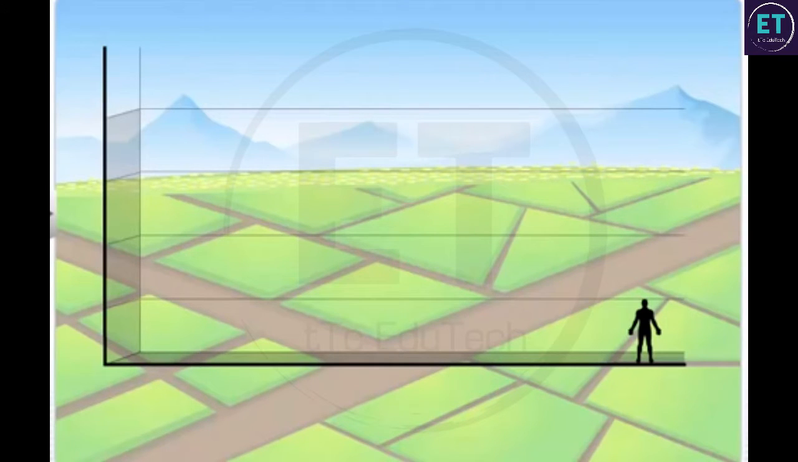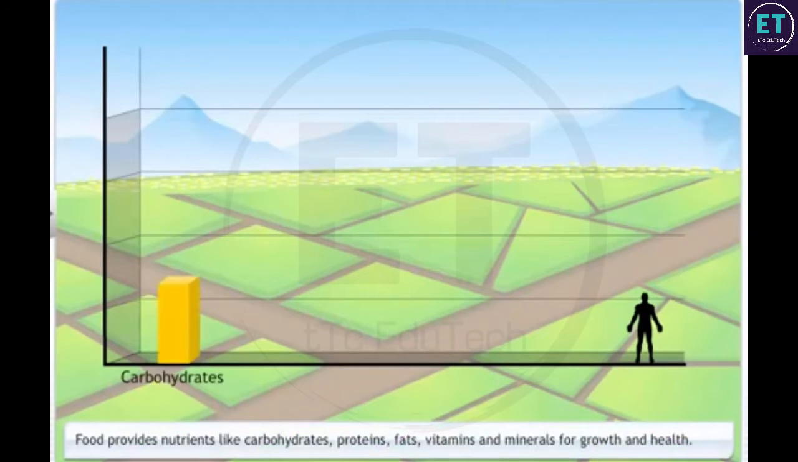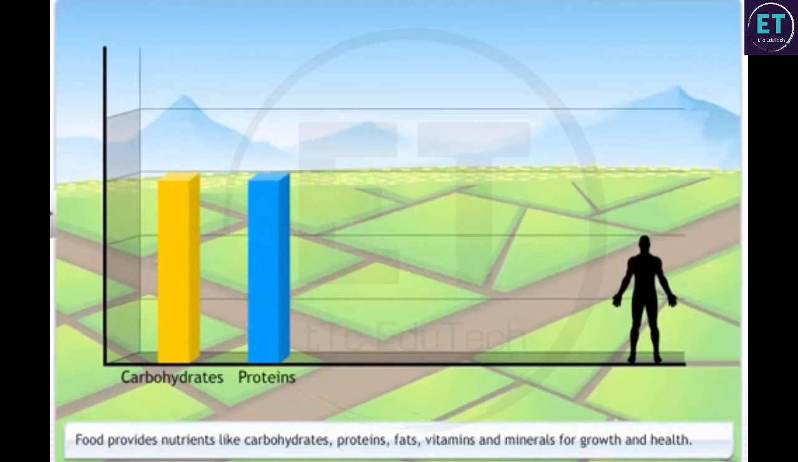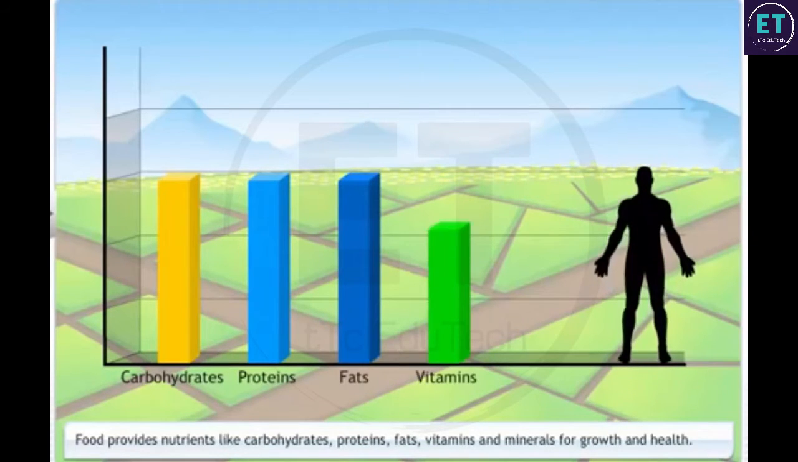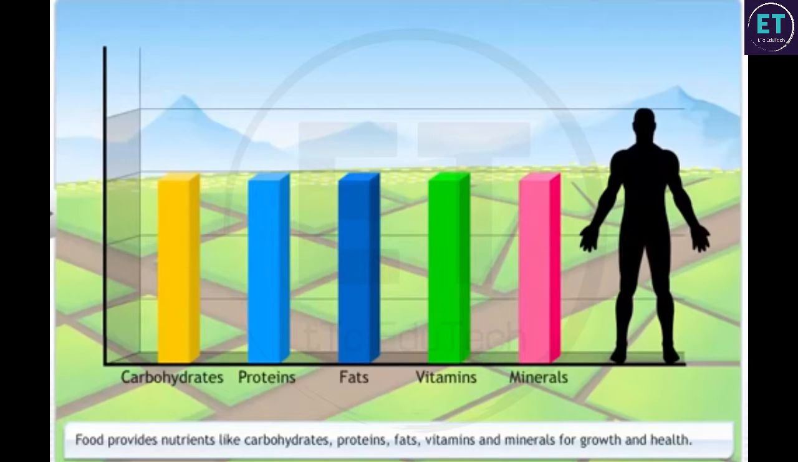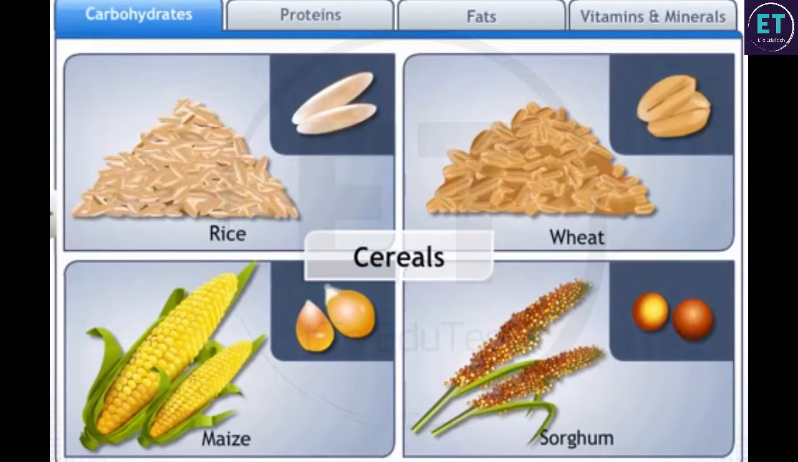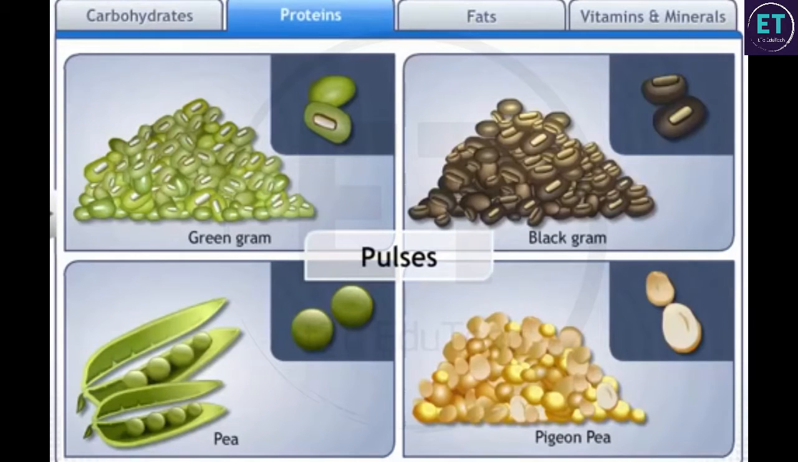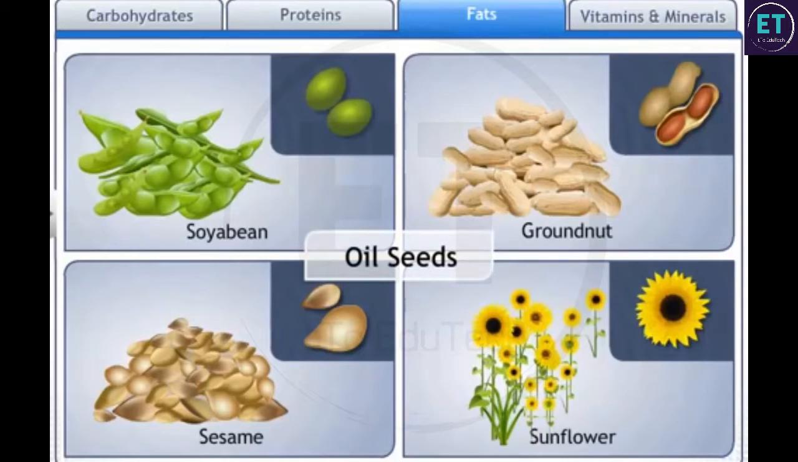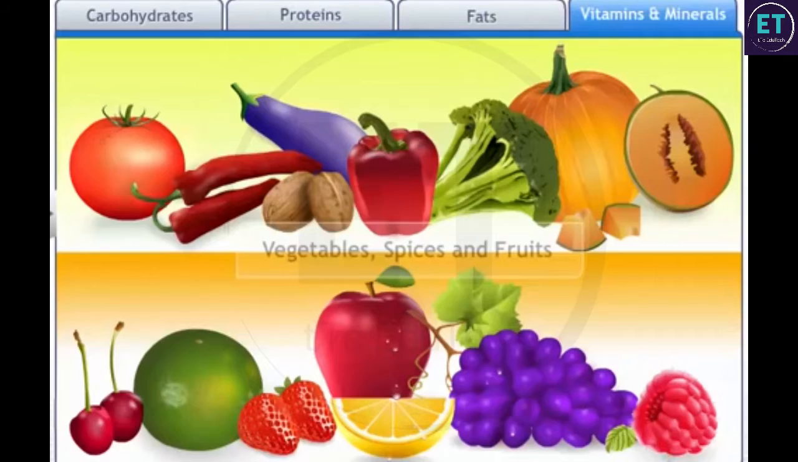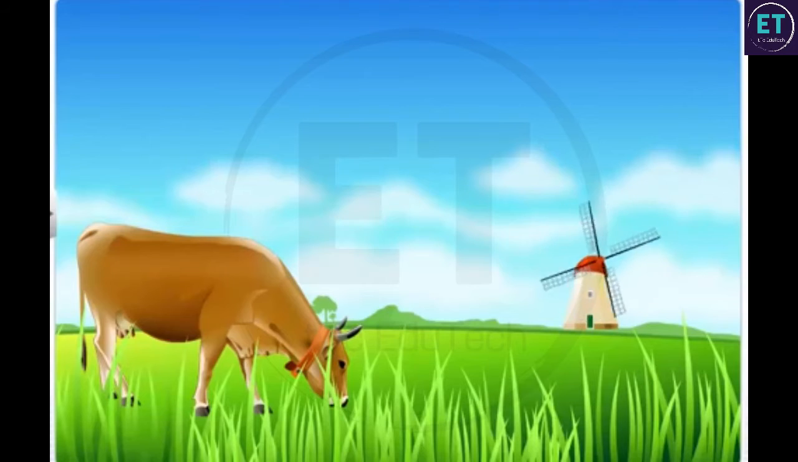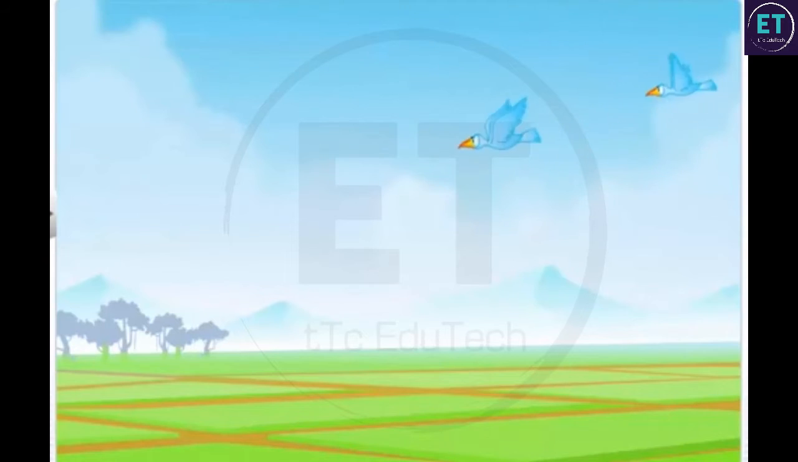Living organisms need food. Food provides nutrients like carbohydrates, proteins, fats, vitamins, and minerals for growth and health. Cereals provide carbohydrate. Pulses provide protein. Oil seeds provide fats. And vegetables, spices and fruits provide vitamins and minerals. In addition to these, fodder crops provide food for livestock. We obtain most of our food from agriculture.